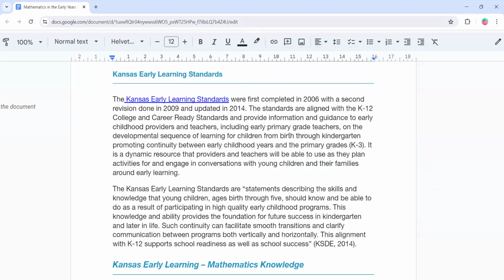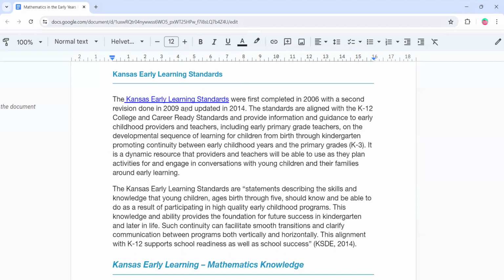The Kansas Early Learning Standards were first completed in 2006, with a second revision done in 2009 and updated in 2014. The standards are aligned with the K-12 college and career ready standards and provide information and guidance to early childhood providers and teachers, including early primary grade teachers, on the developmental sequence of learning for children from birth through kindergarten, promoting continuity between early childhood years and primary grades.